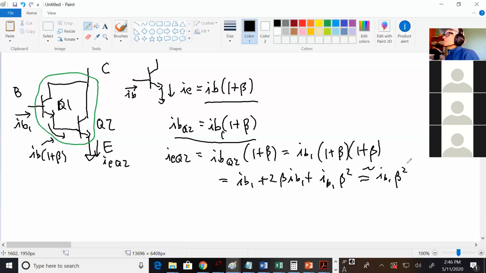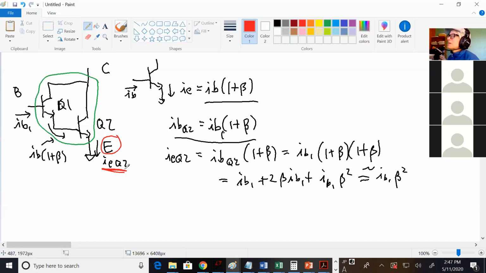So if there's some place where you need a lot of current, this is a good circuit to use. So this IE right here is beta times bigger than if you had a single transistor. Where might you want a lot of current? Output stage of amplifier. Exactly, yeah.